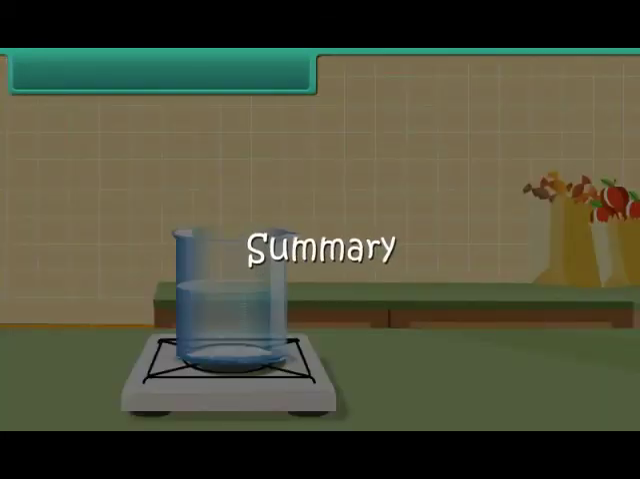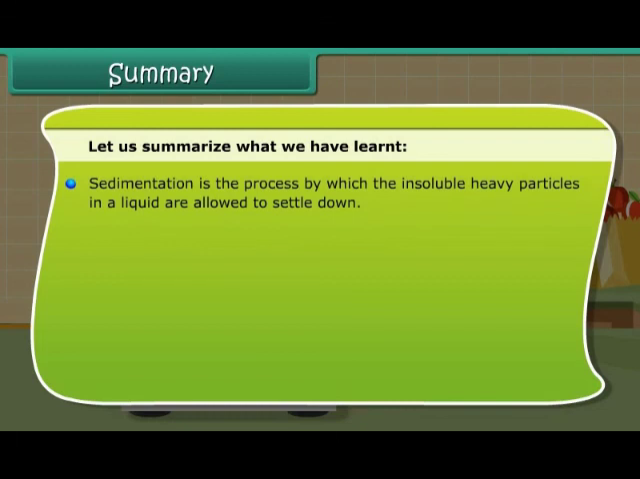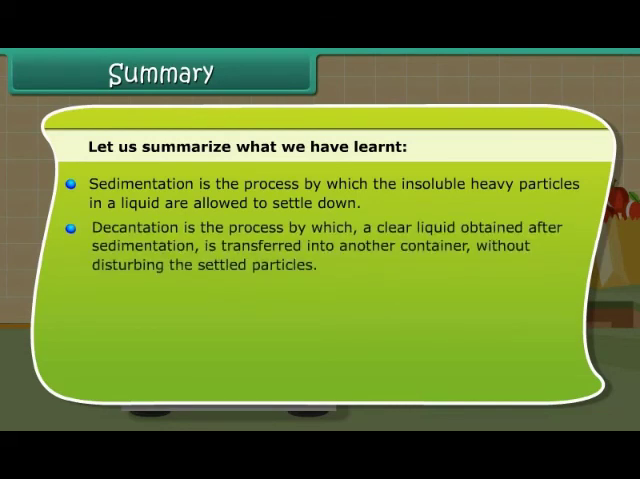Summary. Let us summarize what we have learned. Sedimentation is the process by which the insoluble heavy particles in a liquid are allowed to settle down. Decantation is the process by which a clear liquid obtained after sedimentation is transferred into another container without disturbing the settled particles.